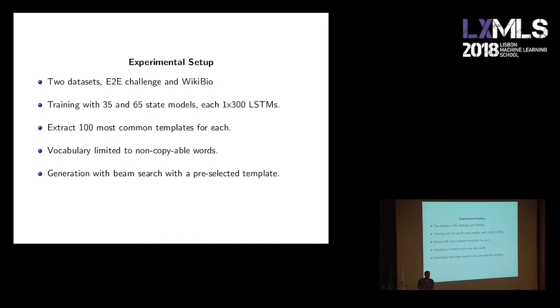And for both problems, we extracted the 100 most common templates that we saw in our training data. So it's a somewhat limited number of templates that we can actually use. But for these types of problems, high precision is kind of the name of the game. We don't want it to try too many crazy things. For all the problems, we limited the vocabulary to basically only produce words that it couldn't copy. So if it can copy, it has to. And when we do generation, we actually just pick a handful of templates, run beam search on each of them, and then just output the one that had the highest likelihood.